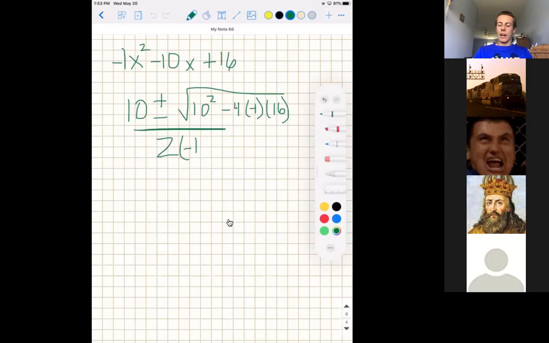All we're interested in now is this radical part. 10 squared we already said was 100. And then we have -4 times -1, which is 4, and then times 16 would be 64. 4 times 16 is 64. So you can tell right now, just from that part, we're going to have two solutions, because we have a positive under the radical.